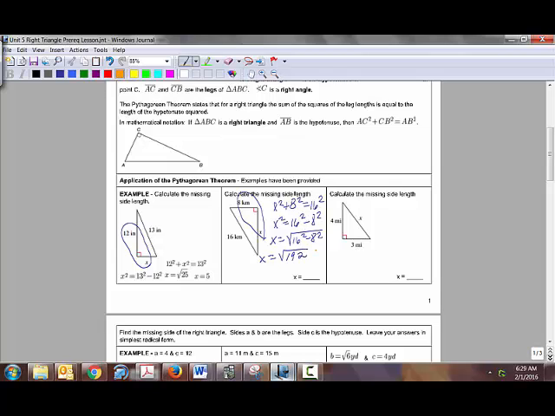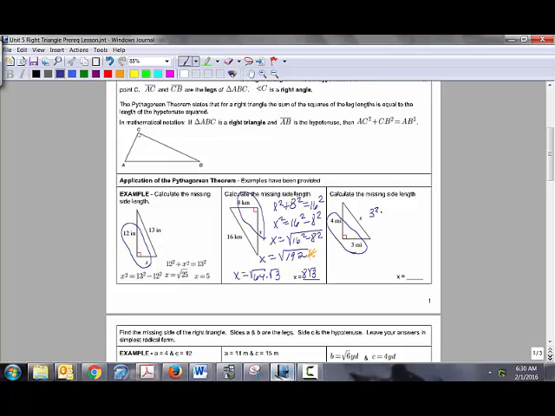We want to practice using our simplest radical form. So we look for the greatest perfect square divisor of 192. That happens to be 64. So x is equal to 8 square root 3.